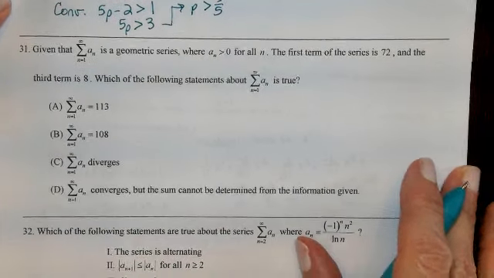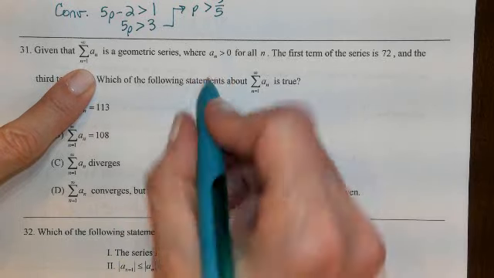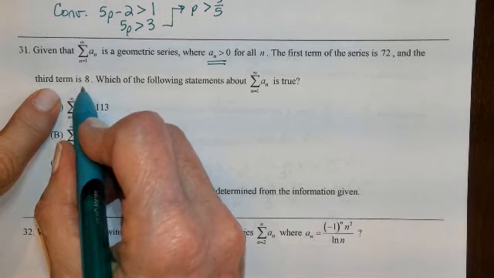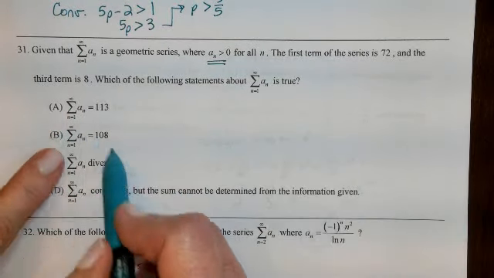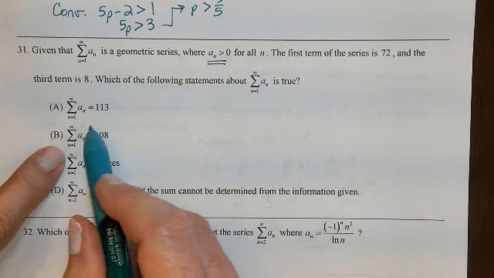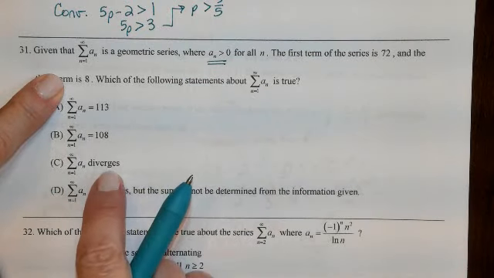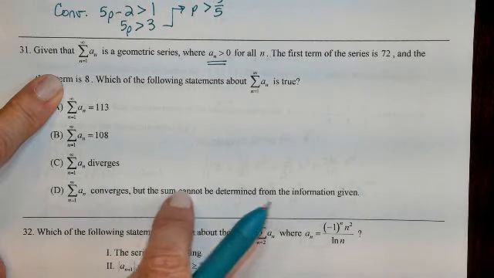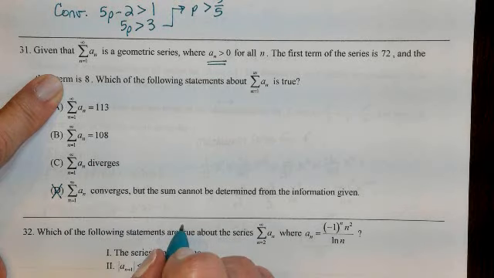That's it. Number 31. Given that this is a geometric series where all of the terms are positive, the first term is 72, the third term is 8, which of the following statements about the series is true? And I see that they're finding the sum of these. Okay? So can we find the sum of these? So let's find r and see if we can find the sum of them or if it diverges. If this geometric series converges, we would be able to find the sum. So this is definitely not the answer here.